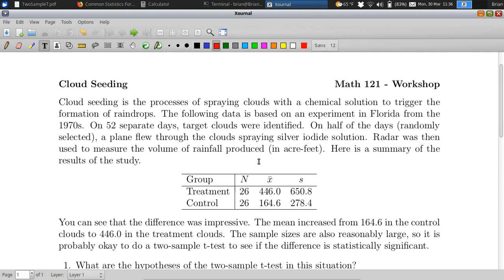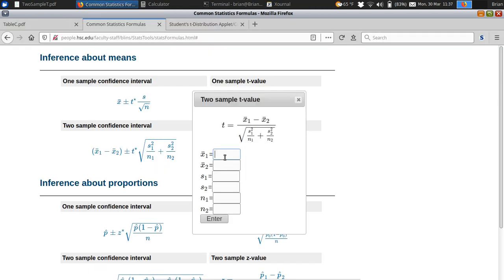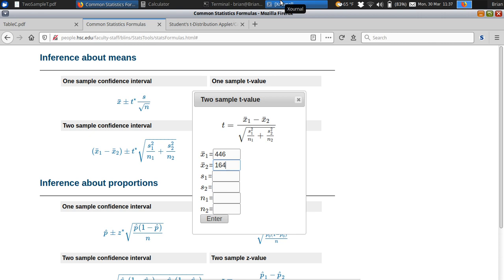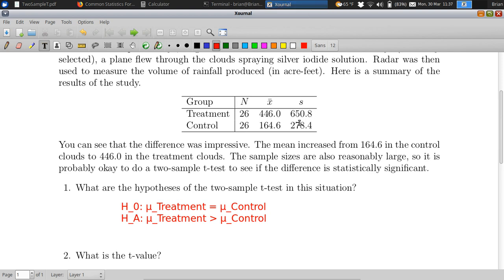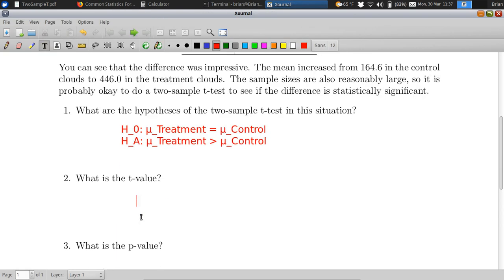So here are the numbers in this table right here. I'm pretty much going to type these numbers into the formula and then hit enter and see what I get for my t-value. So let's go up to the formula. 446 is the first x bar, 446. The second x bar is 164.6. Then the two standard deviations, let's pull those up. It's 650.8 and 278.4. And then the two sample sizes were both 26. So that's it. Those are all the numbers. I hit enter, and there we go. That's the t-value. And you can literally just copy this and paste it as your answer to the question.